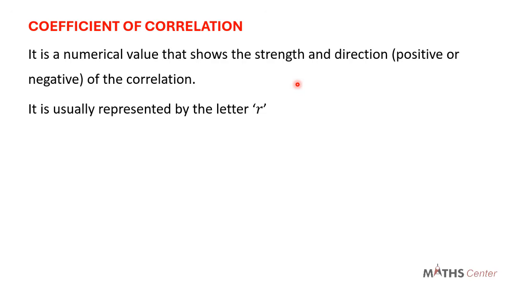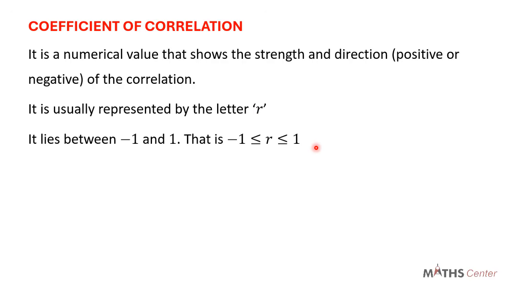It is usually represented by the small letter r. So in most books, you see it as small r. It lies between -1 and 1. And so r is greater than or equal to -1, but less than or equal to 1. What it means is that r can't be less than -1, and it can't be more than 1. The lowest it can be is -1, and the highest it can be is 1.